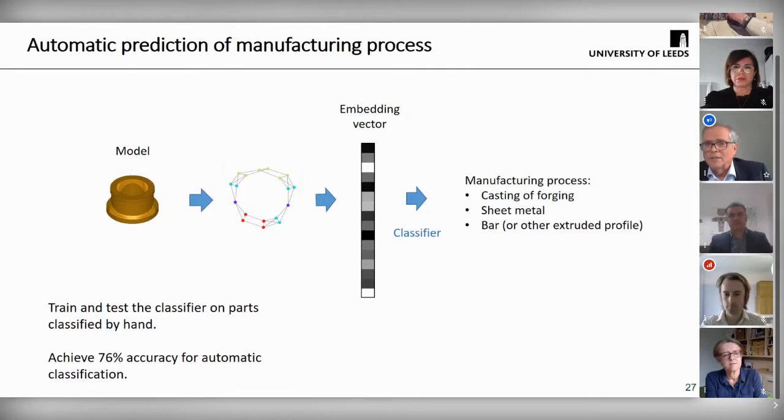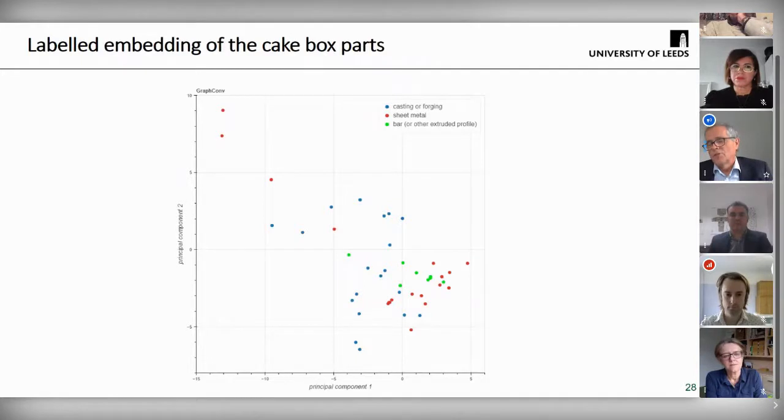And the next slide, please. This is showing you again a projection of the cake box parts into our embedding space. This time, instead of a three-dimensional projection, we're showing just a two-dimensional projection. And you can see here that the two axes we're displaying are actually the principal components of the cluster of parts in the embedding space, which naturally gives you certainly one very good way of visualizing a 16-dimensional cluster in just two dimensions.